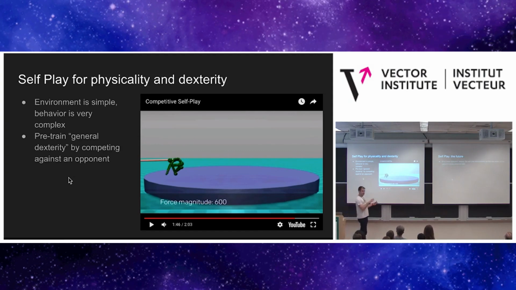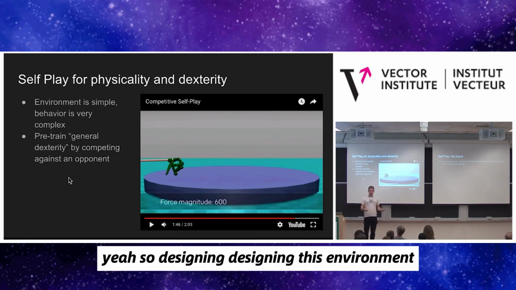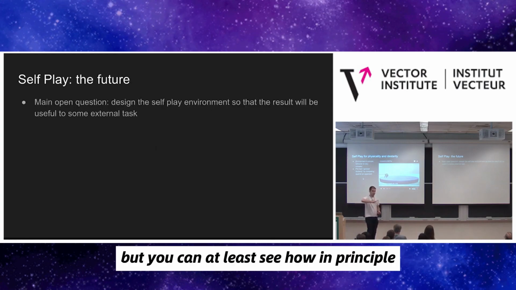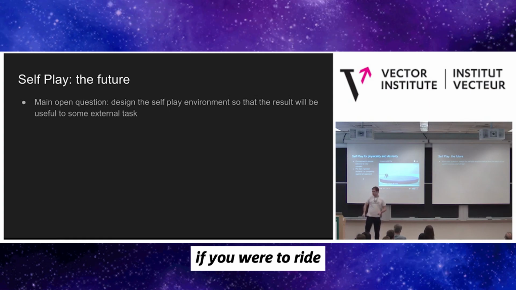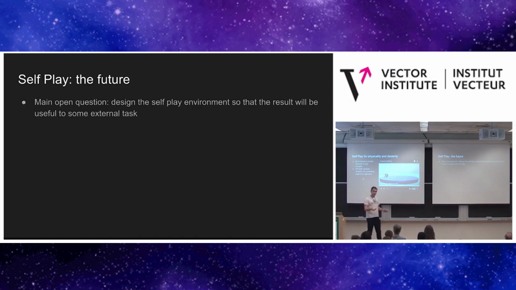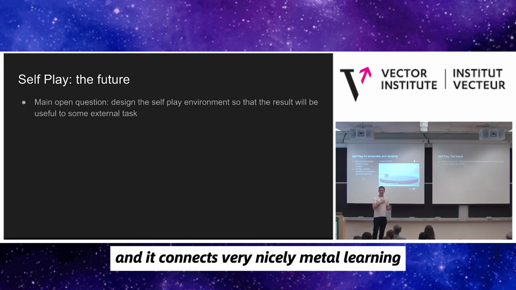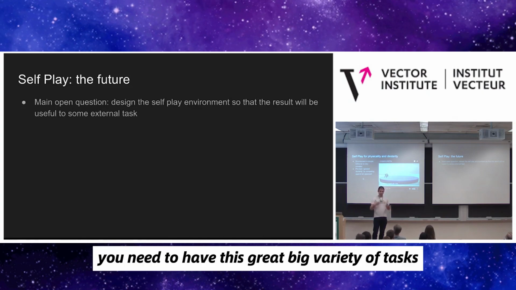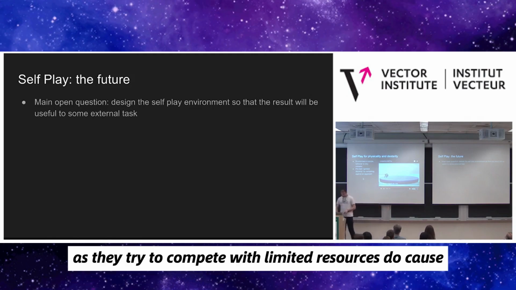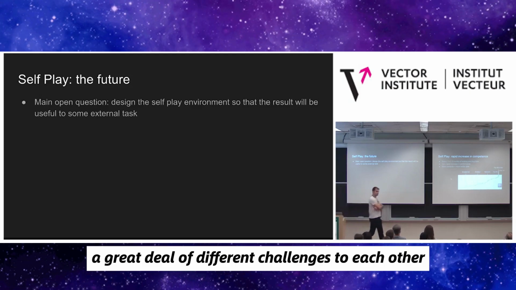And so I want to show one more slide. Yeah, so designing this environment is a challenge. But you can at least see how, in principle, if you were to ride the compute, if you were to surf the compute tsunami that's approaching, this approach could go pretty far. And it connects very nicely with meta-learning, because in meta-learning you need to have this great big variety of tasks. And I think here, the agents, as they try to compete for the limited resources, will cause a great deal of different challenges to each other.